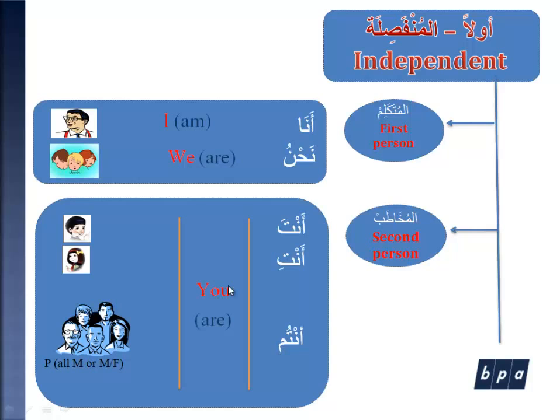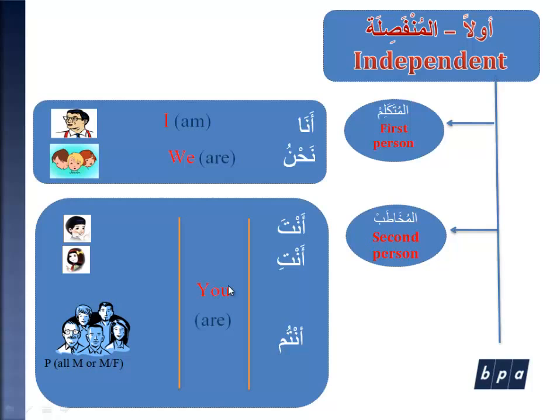For the second person, al-mukhatab, you'll see now a little difference in the forms of these pronouns as they address gender, which we will discuss further in other lessons. For when you address a male or female or a group of people, in English it's you or you are. In Arabic, for a male it's anta, for a female is anti, and for a group of people it's antum.